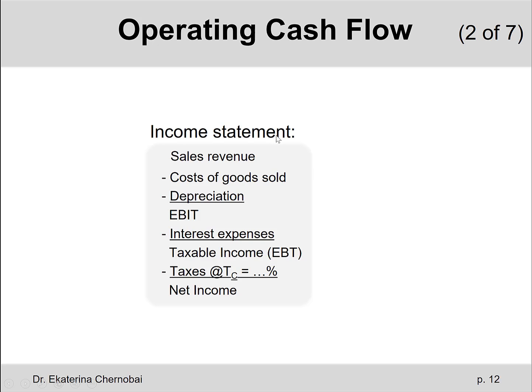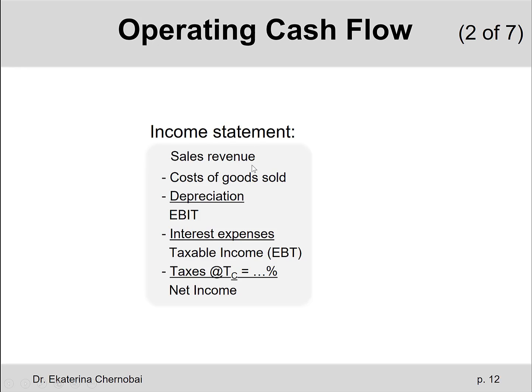How do we calculate profit for each year? If you go back to accounting, right? How would accountants do it? They would basically build you an income statement, one income statement for each year, for year 1, for year 2, and so on. What does a standard income statement look like?